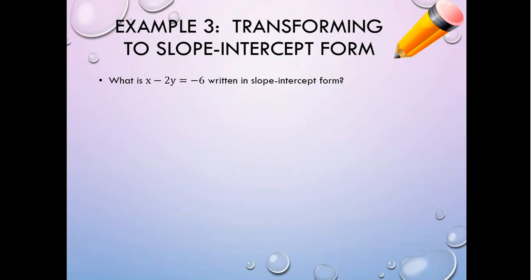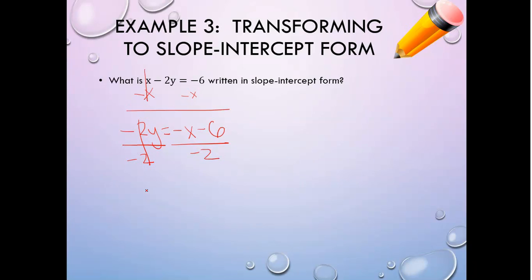Now, let's go the other way. I have x minus 2y equals negative 6 written in standard form, and I want that to be written in slope-intercept form, because sometimes you want to be able to find the slope of our equation. So what I'm going to do is solve for y, which we've done before, but let's just make sure we know how to do that. So I'm going to subtract x from both sides. I'm going to be left with negative 2y over here. I'm going to have negative x minus 6. So now let's divide by negative 2 on both sides.